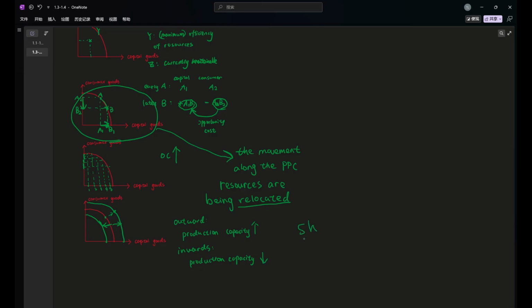We learned about the shift of the PPC. It can shift outwards, it can shift inwards. So it means that you can produce more or you can produce less.